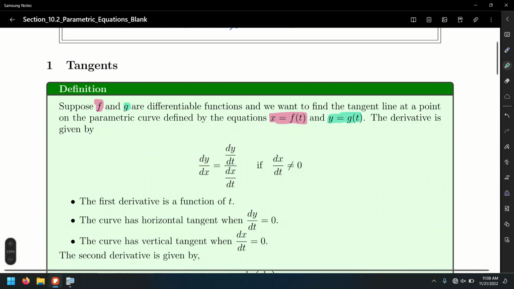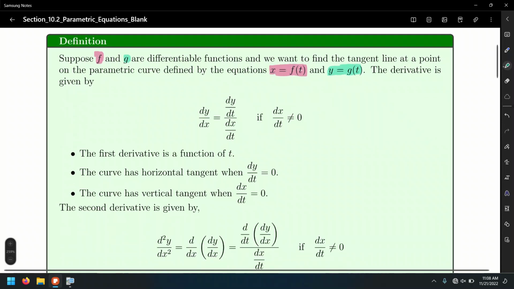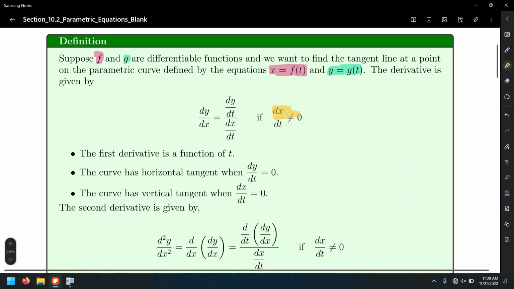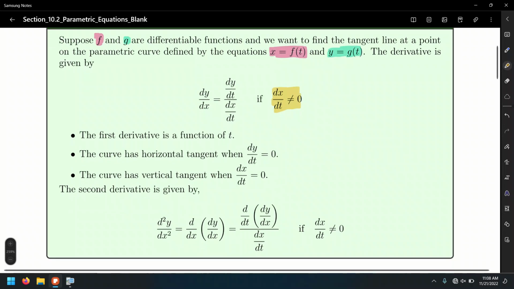And in this case, we need to take the derivative of both equations and find the quotient between the derivative of the y equation and the derivative of the x equation. Provided that the derivative in the denominator, dx dt, is not 0, because you know the whole story when dividing by 0. We would get an undefined quantity here. So the first derivative, even though we denoted dy dx, is a function of t. You'll see how it works in the examples.